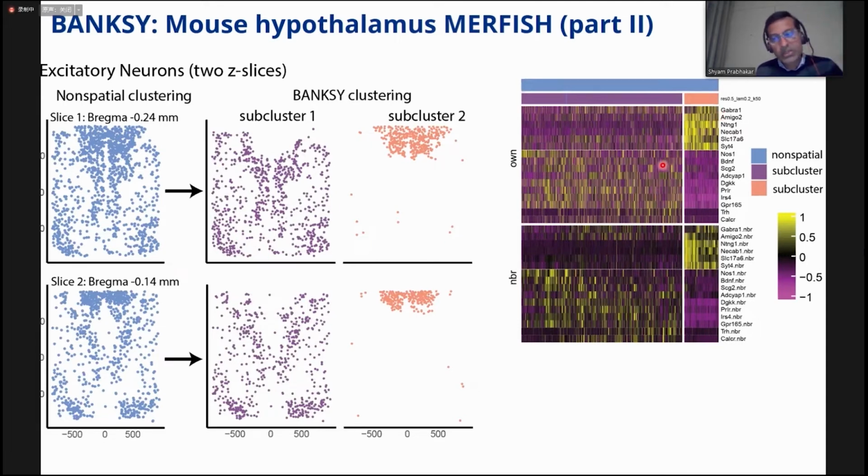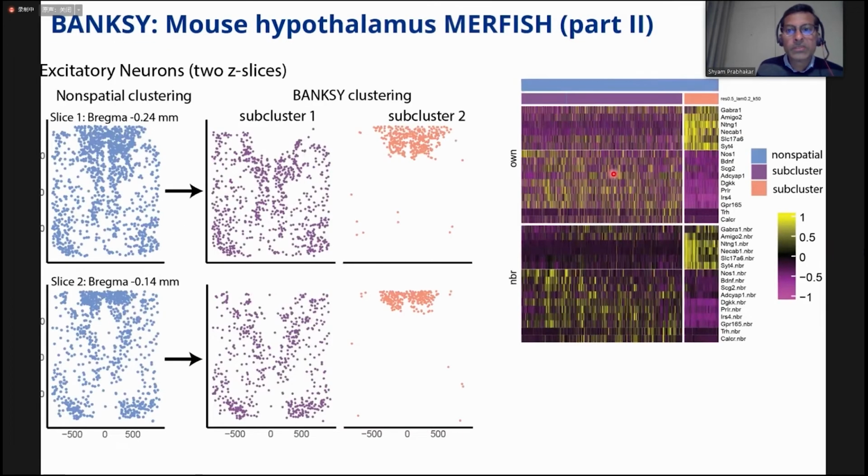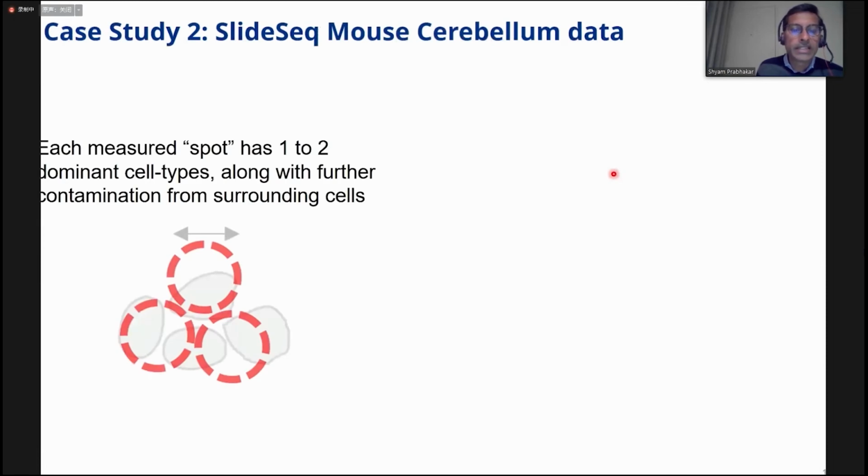If you turn up the resolution of traditional single-cell clustering, you'll find this in a slightly fuzzy way. But you'll find a lot of other artifactual clusters that are not really cell states. So that is one demonstration. Let's look at a few more case studies. Now, this is MERFISH data. Let's look at SlideSeq data.